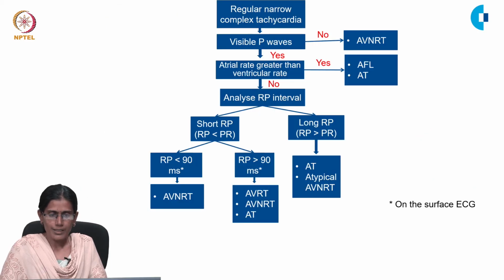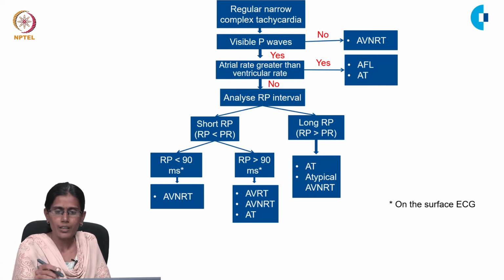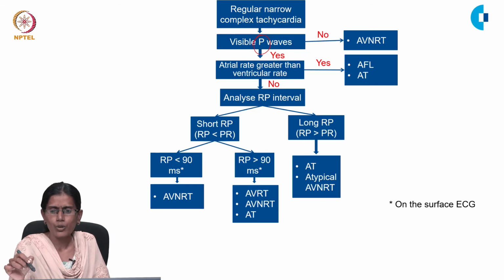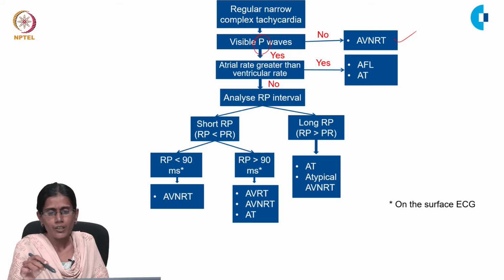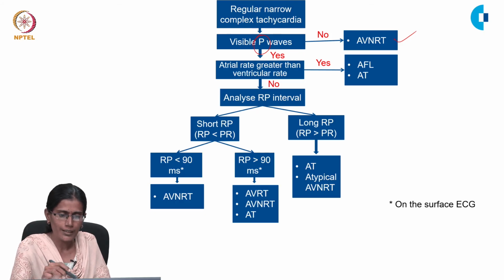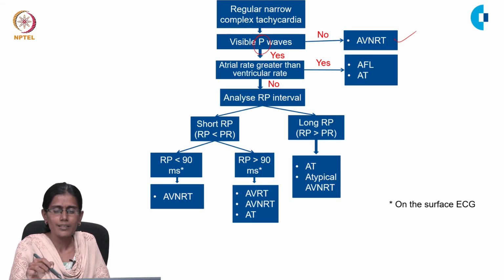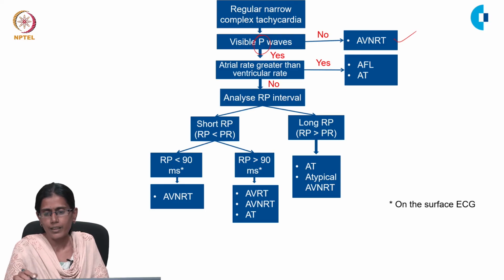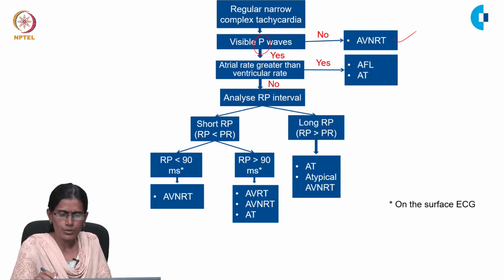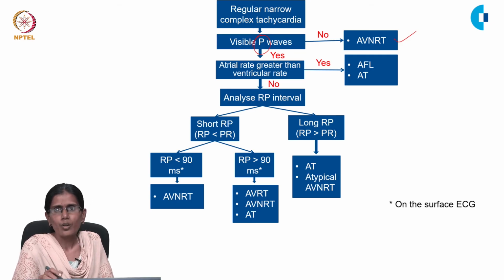So, when you come across an ECG with regular narrow complex tachycardia, you are going to look for P waves. If you are unable to find the P waves, you have to suspect AVNRT. If the P wave is there, now calculate the atrial rate. If the atrial rate is greater than the ventricular rate, you suspect atrial flutter or ectopic atrial tachycardia. If not so, you are going to analyze the RP interval.